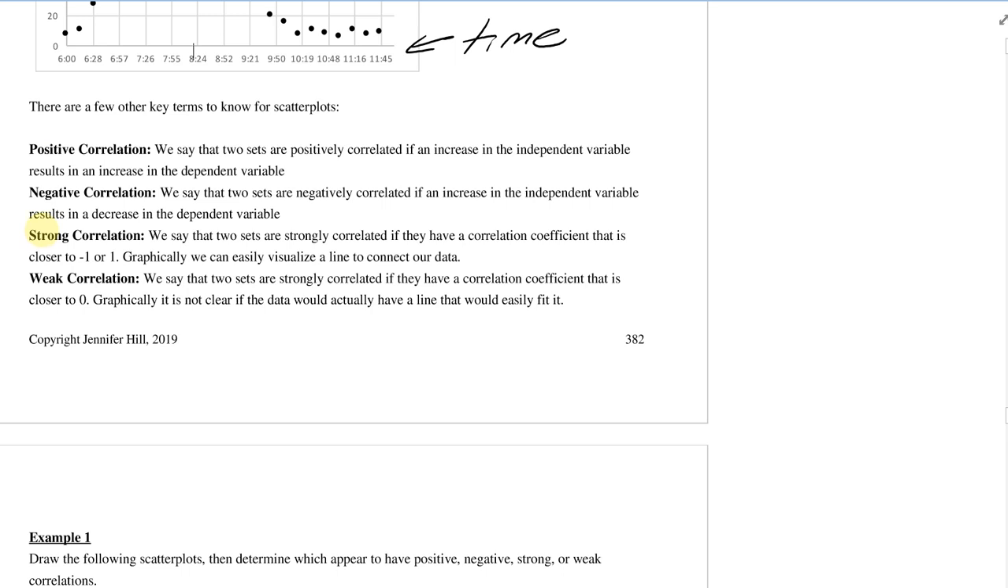Strong correlation would be something where it looks very, very clear. A strong correlation tends to be closer to -1 or 1. Remember, I told you correlation falls between -1 and 1. So a strong correlation will be closer to one of those numbers, and a weak correlation is closer to 0. Let's go back to the idea of positive correlation just for a second. So here's my idea here.